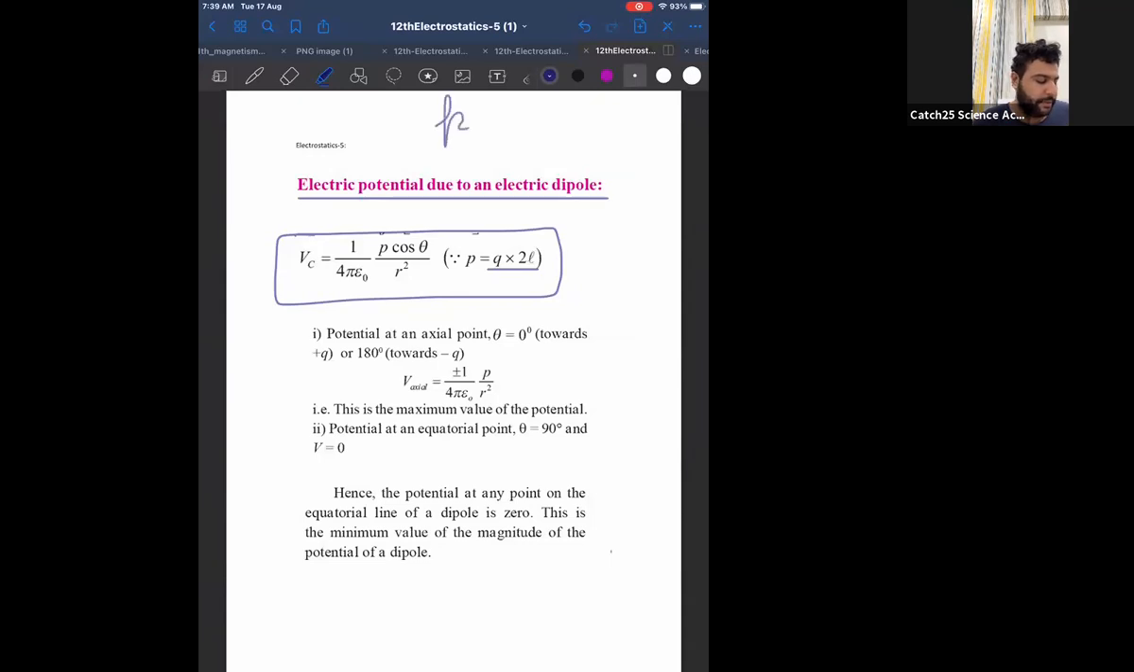And the formula, please look at the screen, it is anywhere written, P is equal to Q into 2L, where P is called your dipole moment, and the formula for dipole moment is Q into 2L, where Q is charge and 2L is the dipole length.